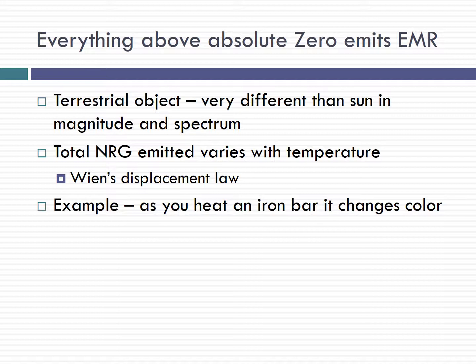Everything above absolute zero emits electromagnetic radiation. Now, having said that, terrestrial objects are very different than the sun in terms of the magnitude and spectrum of what they emit. The total energy emitted varies with temperature, and Wien's displacement law is the reason why. For example, as you heat an iron bar, it changes color because it gives off different types of electromagnetic radiation. When it starts giving off in the red at one temperature, as it gets hotter, it becomes lighter, more yellow, eventually almost white.